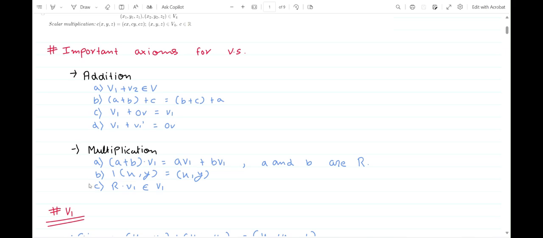The third and last axiom states that if we have a vector v that belongs to a given vector space, then multiplying that vector with any real number, the result will also belong to the same vector space. Okay, so now let us look at the given vector sets.